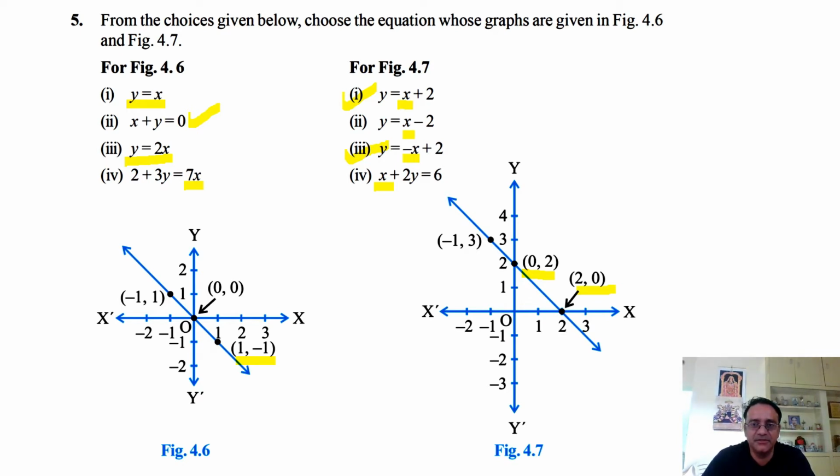So if we substitute 2 here, we'll get 4. So this is not applicable. Now here we are substituting 2 in the third equation, so this is satisfying, right.